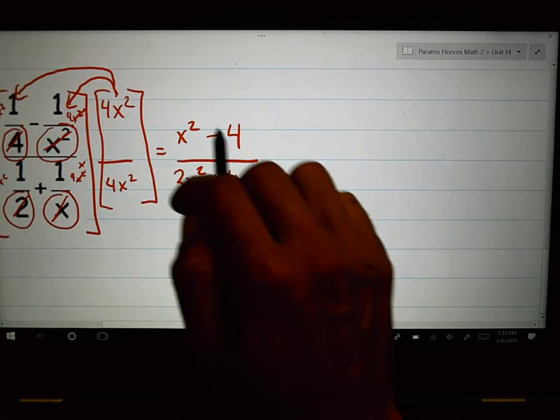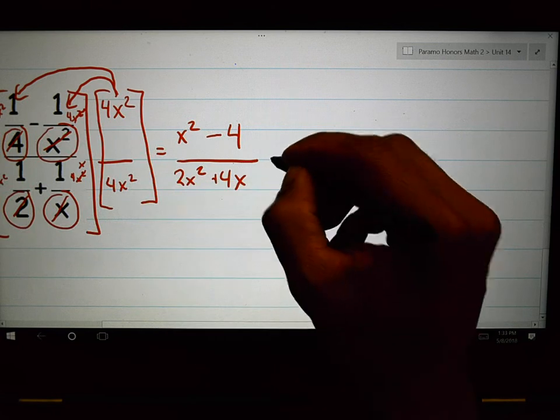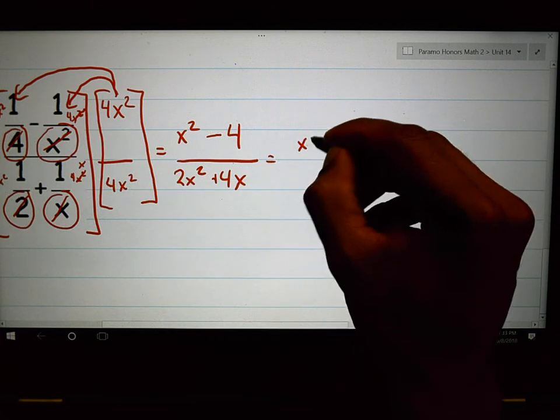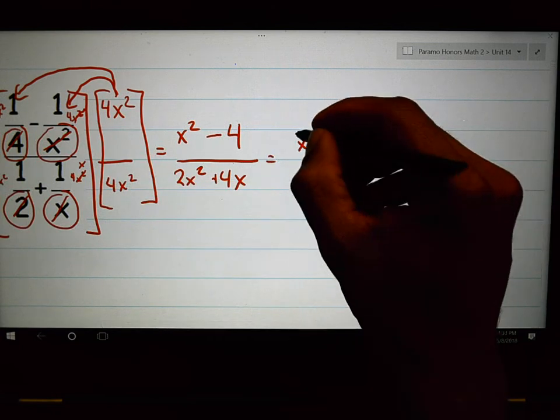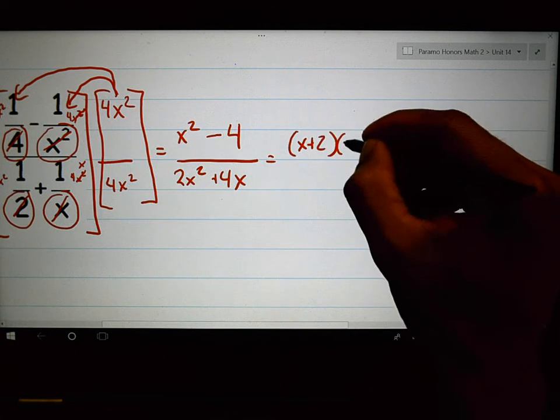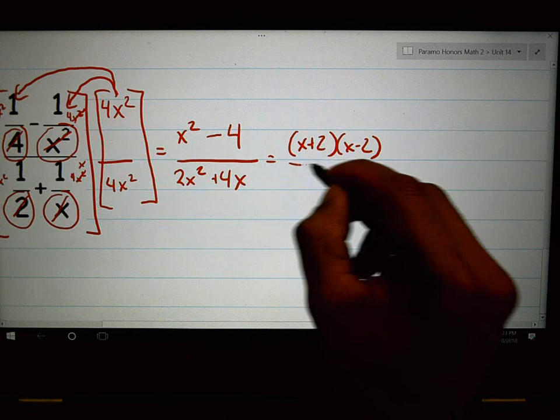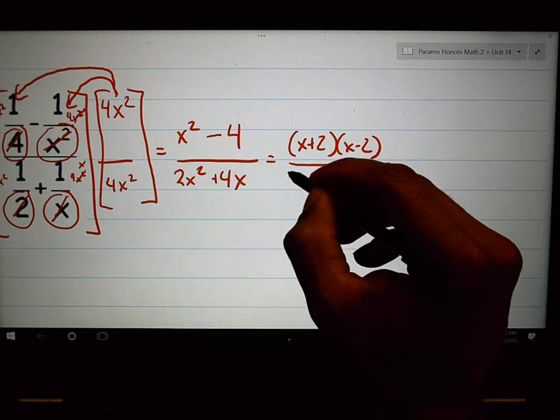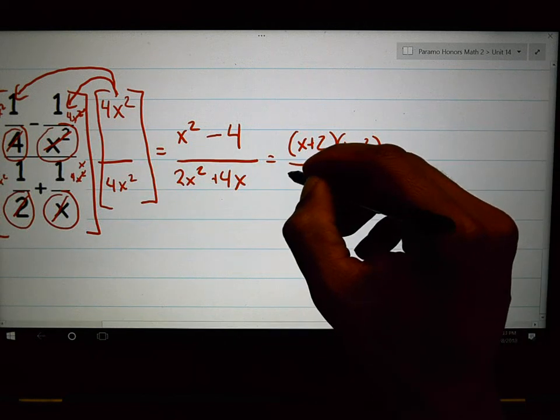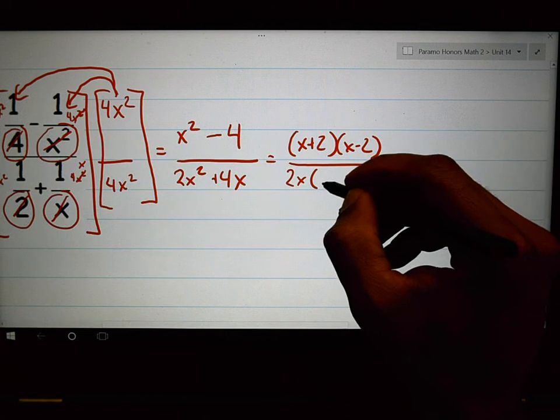Do you see a difference of squares? It factors. The bottom factors using a GCF. 2x. X plus 2.